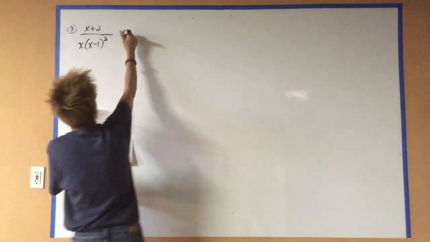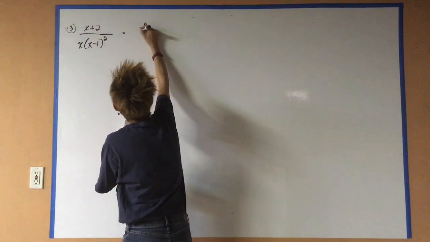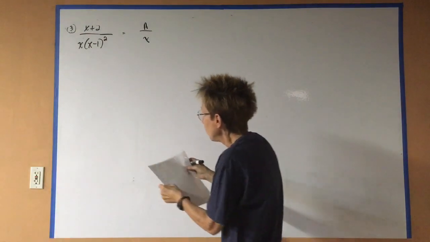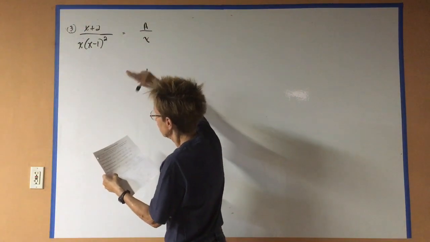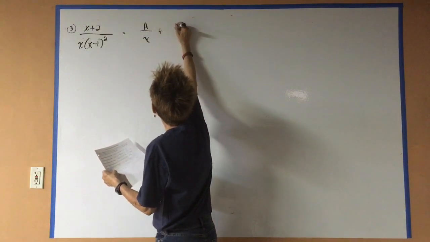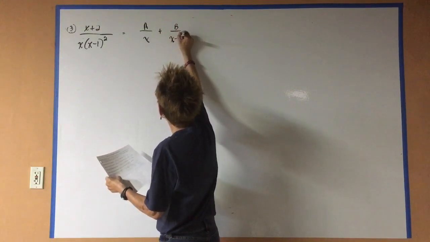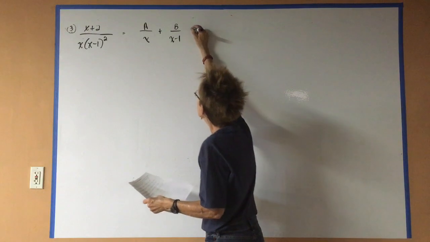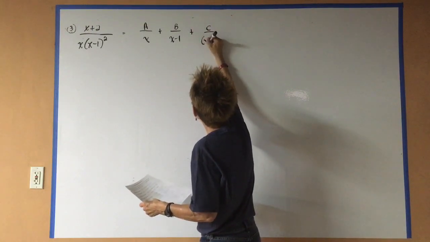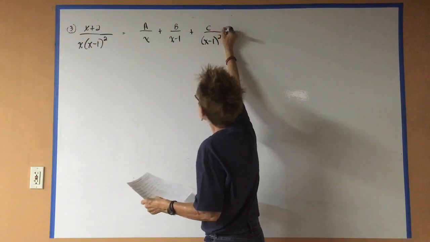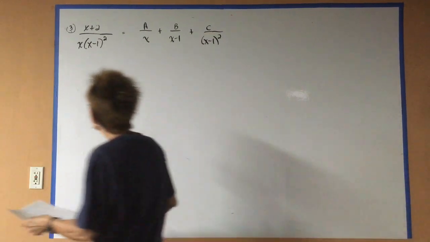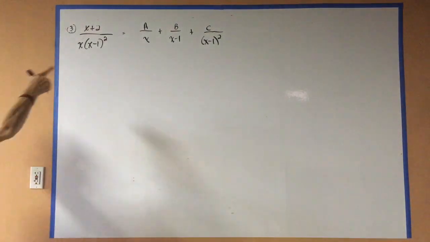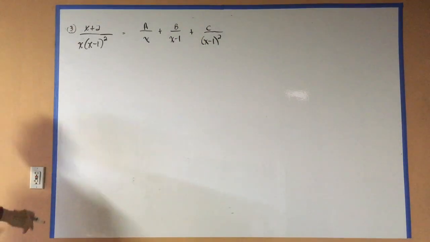So this is equal to, I take an A and I put it over just the x, and then, so second formula is what I'm looking at, I take the B and I put it over just the x minus 1, and then I take the C and I put it over the x minus 1 squared, over the linear factor that is repeated. And this is what I'm now going to try and solve.